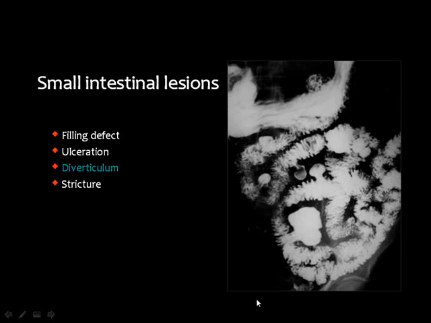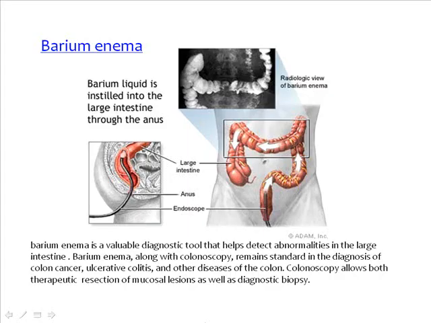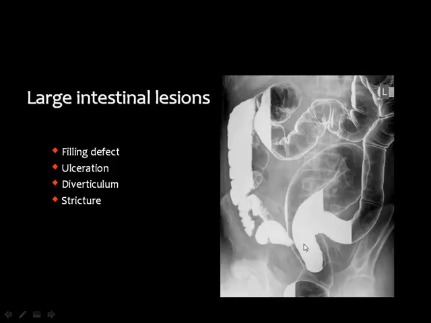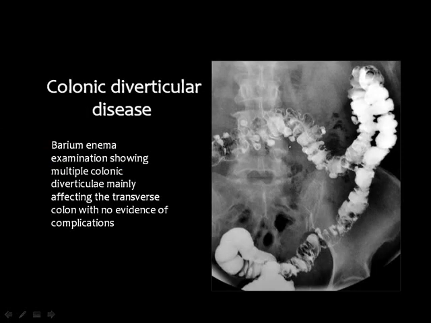Small intestinal diverticulae are not common compared to the duodenal diverticulae, but sometimes you can see multiple diverticular outpouchings, as you can see in this case. Then you come to the barium enema, and the barium enema is obtained by injection of barium through the rectum until we opacify the whole of the colon. And sometimes we inject air with barium in order to have this particular study, which is known as double contrast barium enema. And this is a good example of a normal double contrast barium enema showing most of the colonic segments. And the colonic lesions will include the same items: filling defects, ulcers, diverticulae, and strictures.